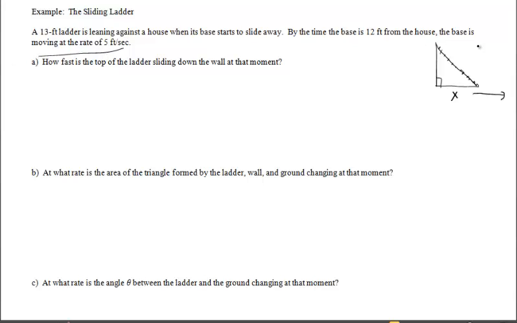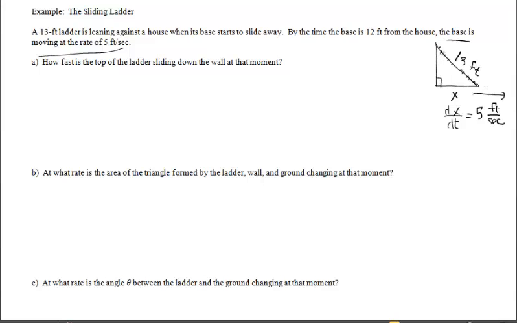So I'm in the decoding stages and labeling. I don't know what this is, but I do know that when the base is 12 feet, it's moving at a rate of dx/dt is 5 feet per second. I want to pay attention to a positive or negative sign. It is going to be positive because my direction is to the right. So the rate of change of x is 5 feet per second. Let me also label the ladder, the hypotenuse, as 13 feet. So that's some given information that we have here.